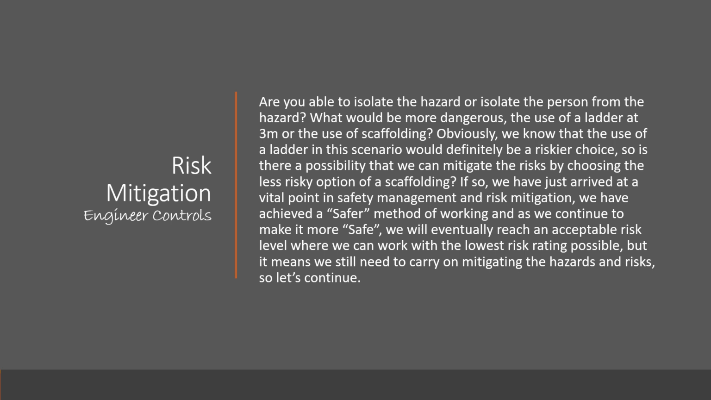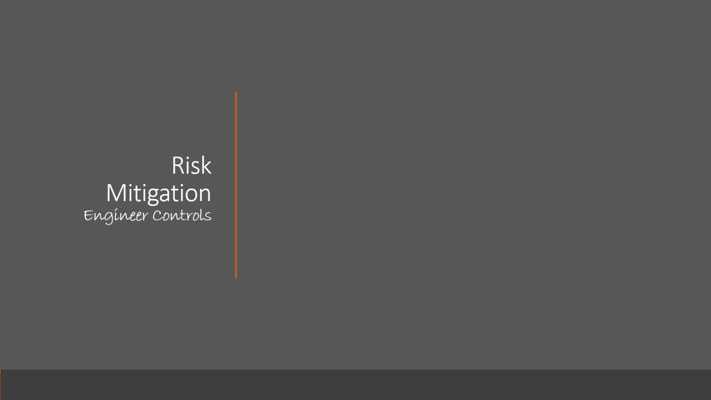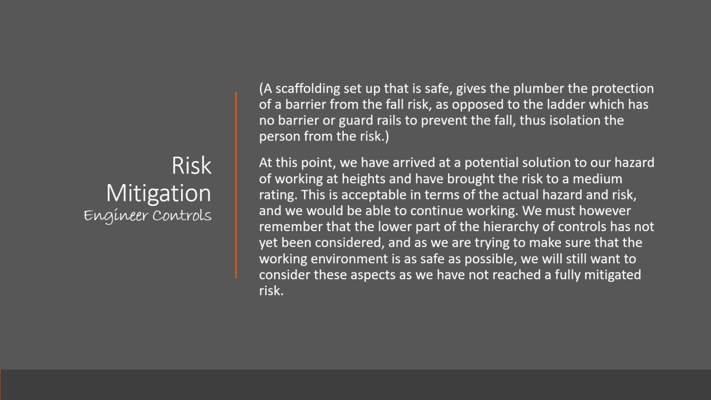We have achieved a safer method of working, and as we continue to make it more safe, we will eventually reach an acceptable risk level where we can work with the lowest risk rating possible. But it means we still need to carry on mitigating the hazards and risks. So let's continue. A scaffolding setup that is safe gives the plumber the protection of a barrier from the fall risk, as opposed to the latter, which has no barrier or guardrails to prevent the fall, thus isolating the person from the risk.